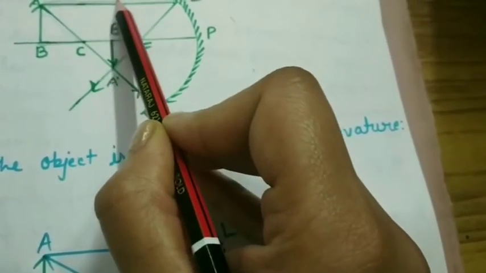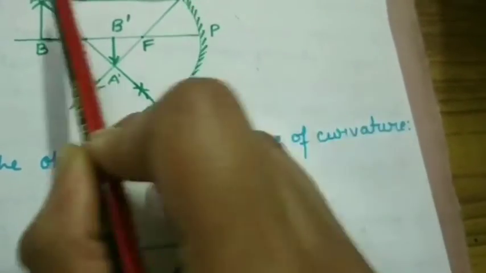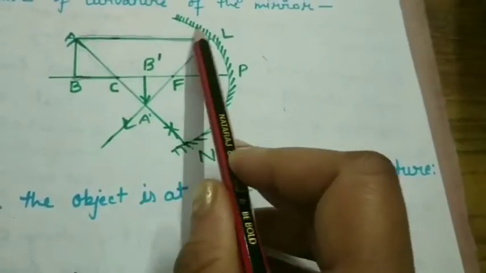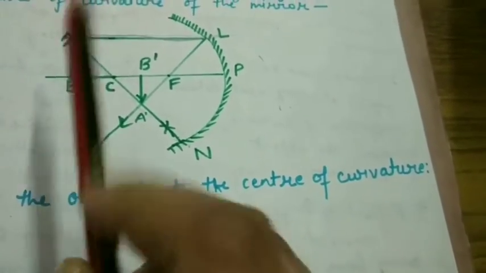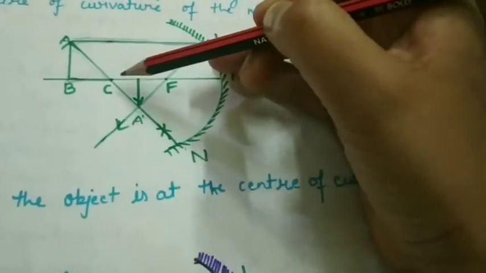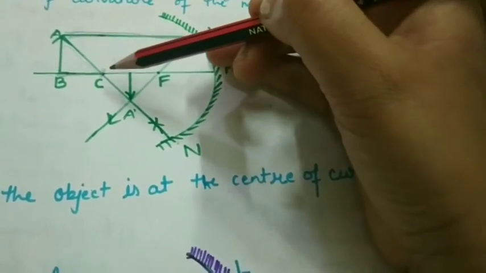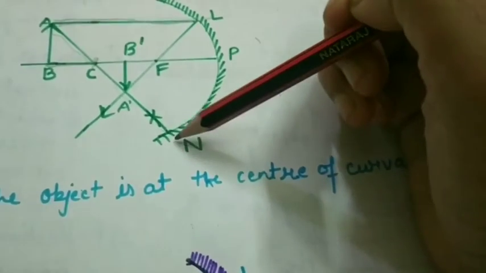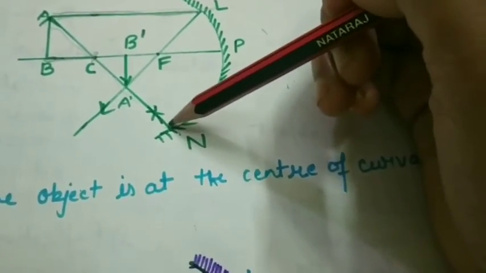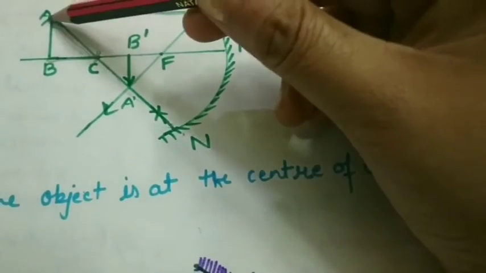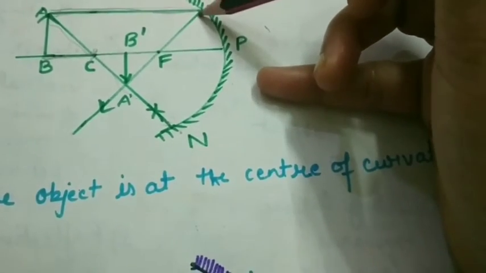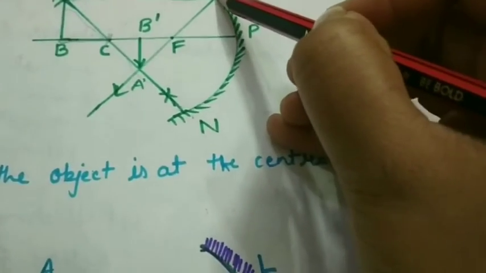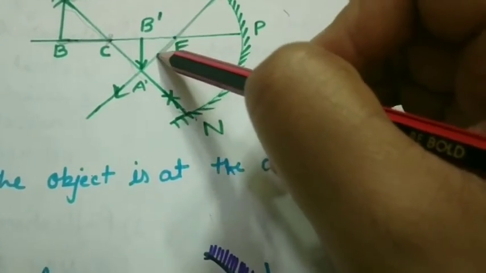The first ray AL is going parallel to the principal axis. Two incident rays have been formed. The second ray is passing through the center of curvature. So what you have learned: if any ray is going through the center of curvature, it will retrace its path. So when it reflects it will go back in the same direction, and this other ray, because it is parallel to the principal axis, will go through the focus.